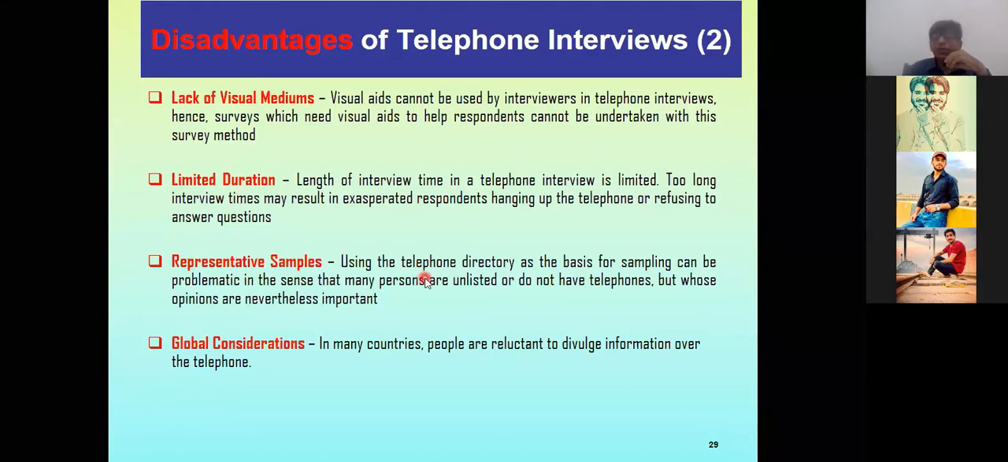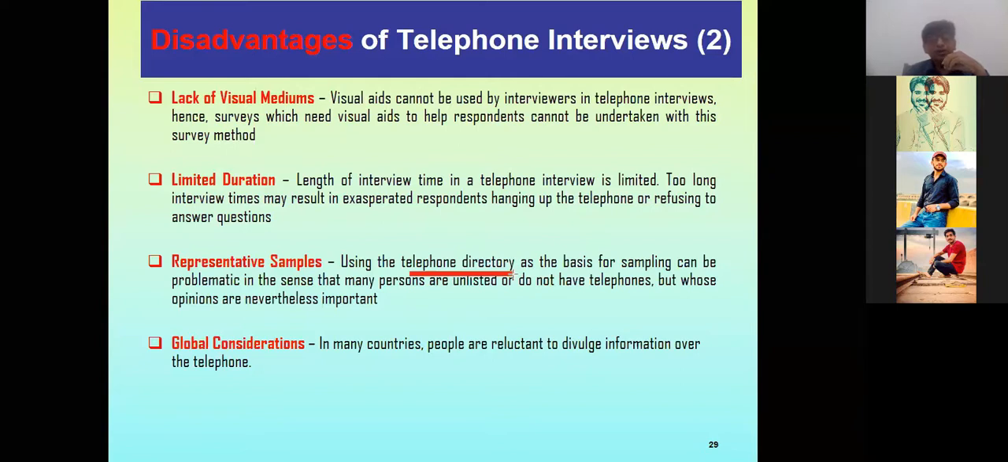Representative sample. Now, for example, what happens in the telephonic interview? Most of the time we are using the telephone directory. We put the telephone directory before us, and then randomly we choose a number and call. Now, if you are randomly selecting the numbers to whom you are going to call, sometimes the problem may occur that those people are not falling in your sample.